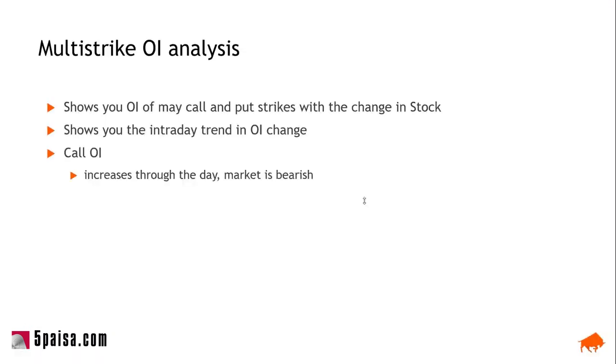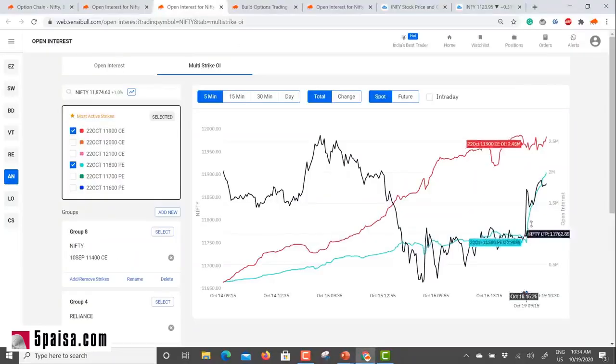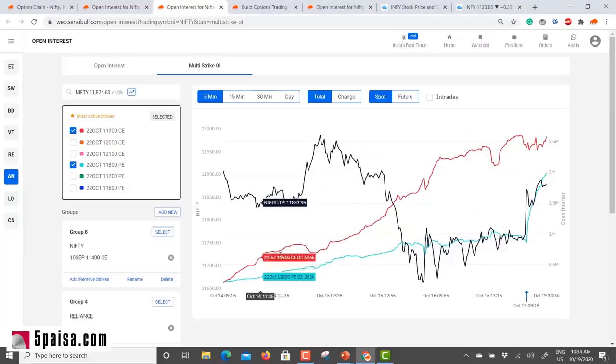So if call OI increases through the day, market is bearish. If it decreases through the day, market is bullish. If the put OI decreases through the day, the market is bearish. If it increases through the day, the market is bullish, like this. So the put will always be in a shade of green. The call will always be in a shade of red. Why? Because calls are bad for market and puts are good for market, right? Okay.